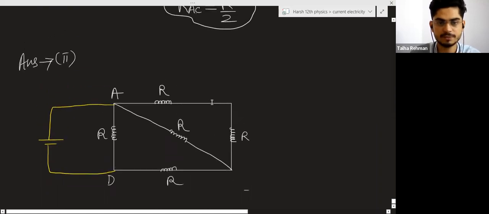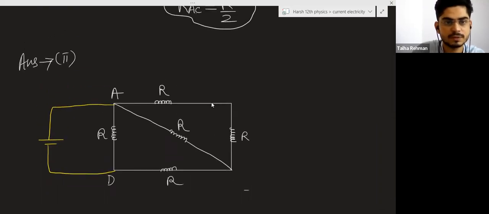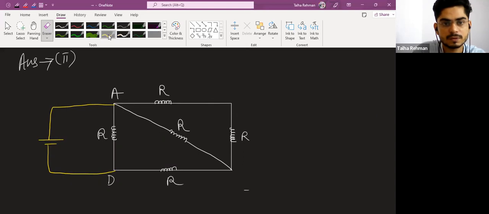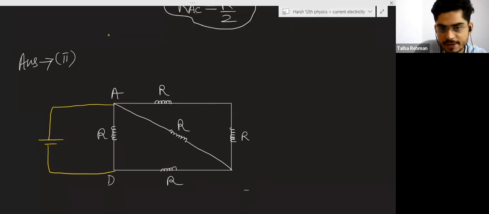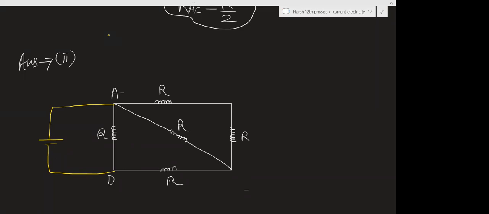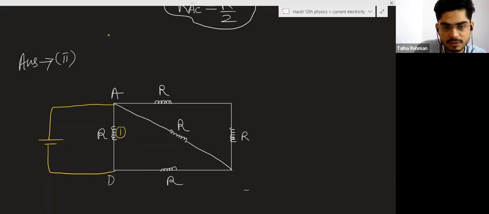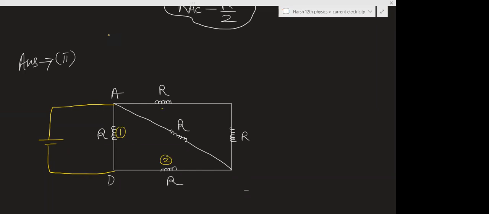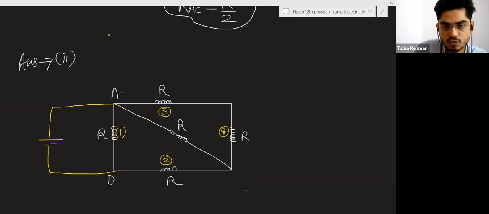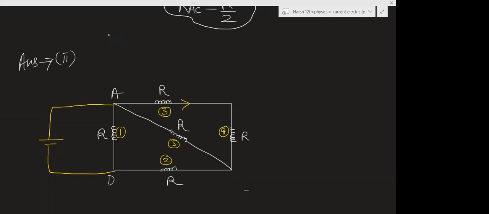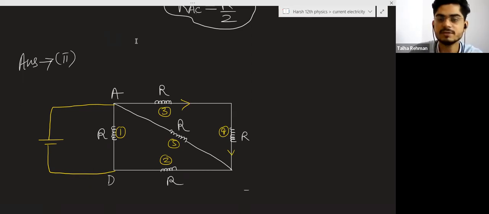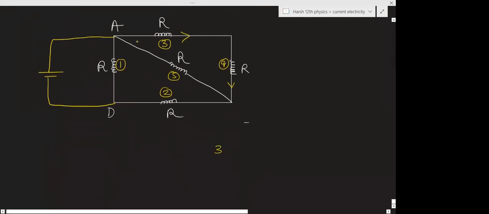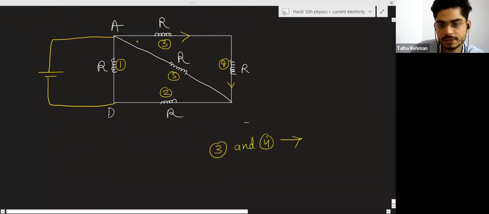Now, see here that this is a single wire now, na? So I am giving a name. This is resistance 1. This is 2. This is 3. This is 4. And this is 5. So this is a single wire. Means 3 and 4 are connected in series, sir. Yeah. 3 and 4 are connected in series.